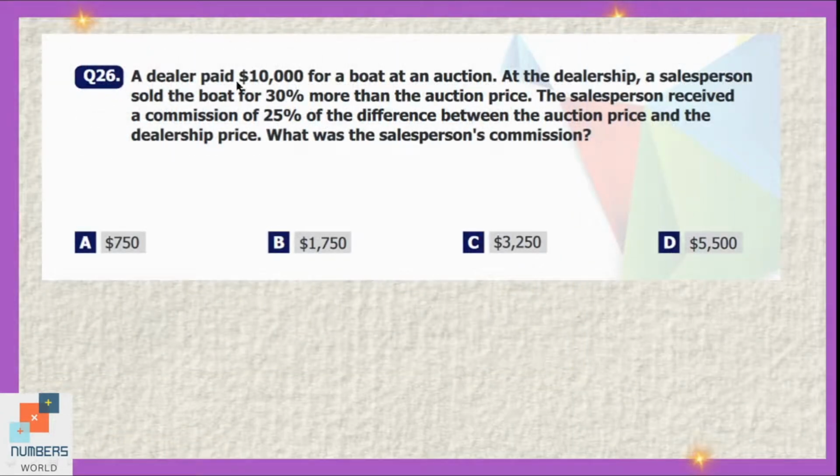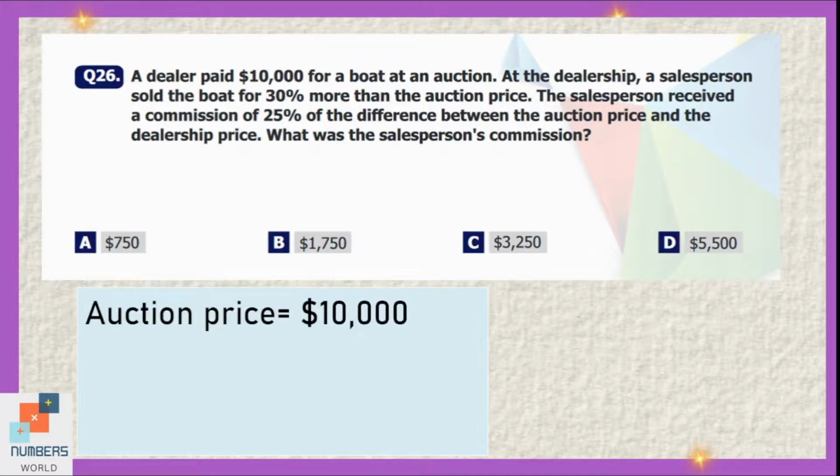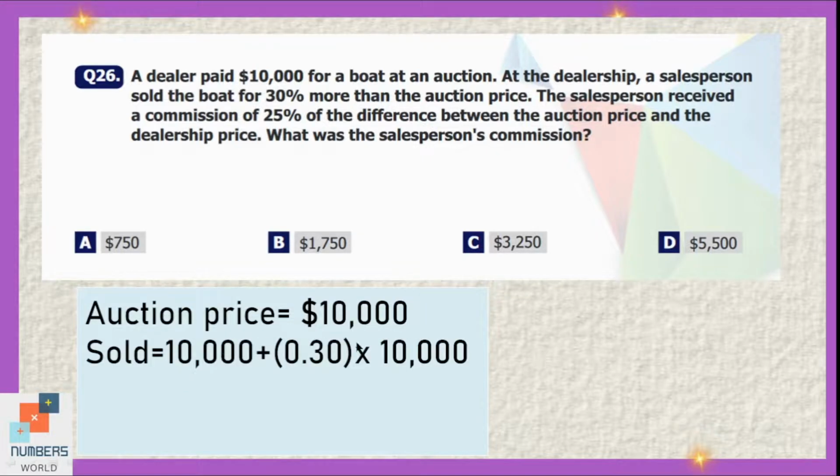Question number 26. A dealer paid $10,000 for a boat at an auction. At the dealership, a salesperson sold the boat for 30% more than the auction price. The salesperson received a commission of 25% of the difference between the auction price and the dealership price. What was the salesperson's commission? So the auction price for the boat is $10,000 and the salesperson sold it for 30% more than the auction price. So 10,000 is the original price and 30% of 10,000 is 3,000. So the total is $13,000. It means he sold the boat for $13,000.